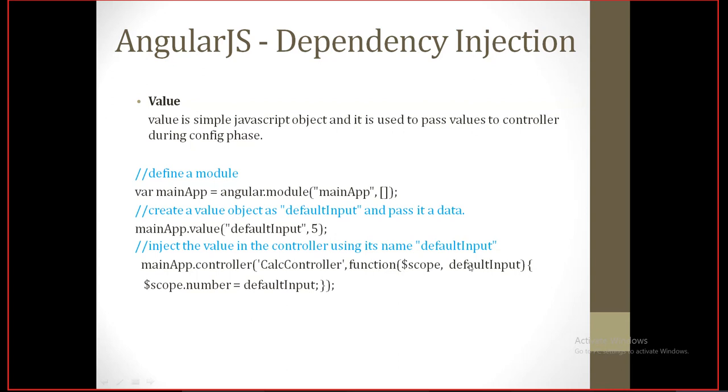And then why we are passing it? Definitely it must be required in that function. And why we are using this? We are simply using this default input to initialize some number variable present in the main app application module. So we are accessing it and we are initializing it over here. Simple. So that was the first component, that is the value component, which can be injected as a dependency.